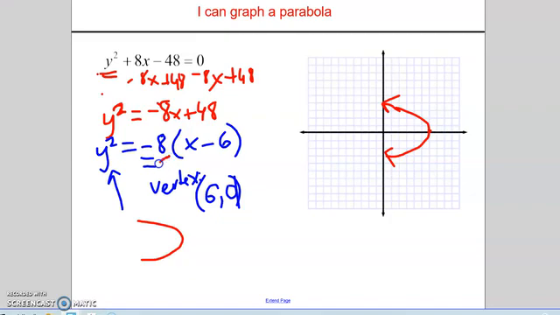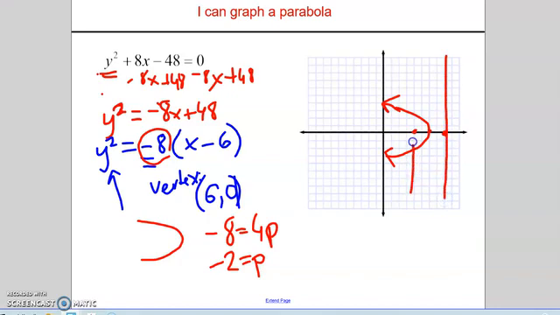And then let's use this number, this -8. So -8 is equal to 4p, and dividing by 4, we get -2 is equal to p. I just use the positive version of that, so p is equal to 2 here. So I go 2 this way and 2 that way. And so my directrix is over here, and my focus is over there. So that's the focus, and this is the directrix.